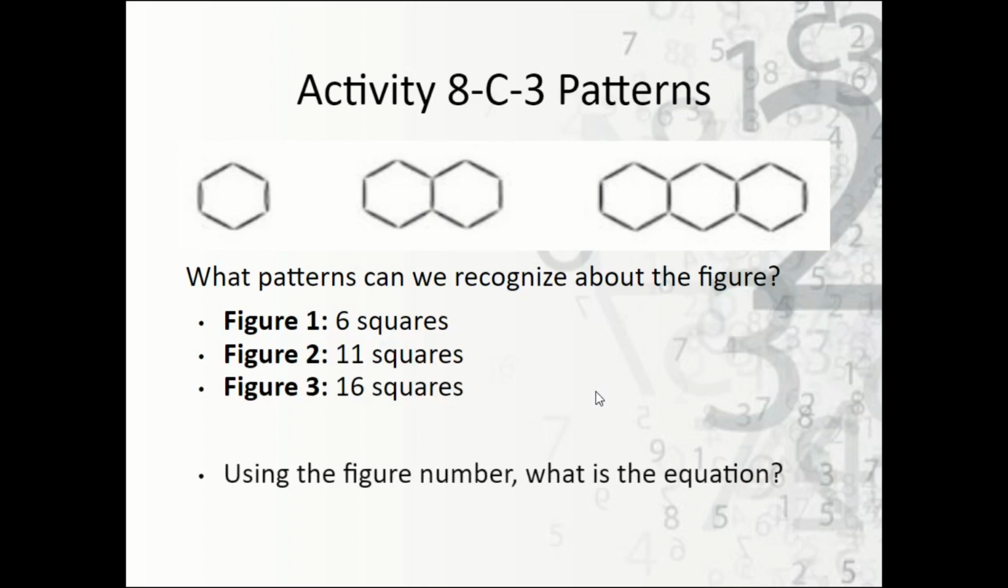So what's the pattern we recognize here? Well, each time we're adding by 1 less than our original sides. So we should be adding by 5 each time, right? Because 6 plus 5 is 11. 11 plus 5 is 16. So it's 5 times n minus 1 times however many we had before plus the original 6. So we have 5 times n minus 1 plus 6 would be our equation.